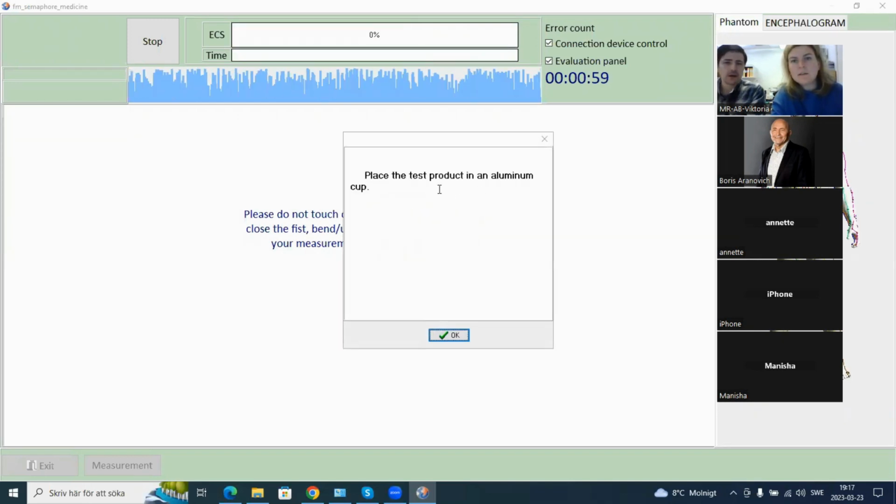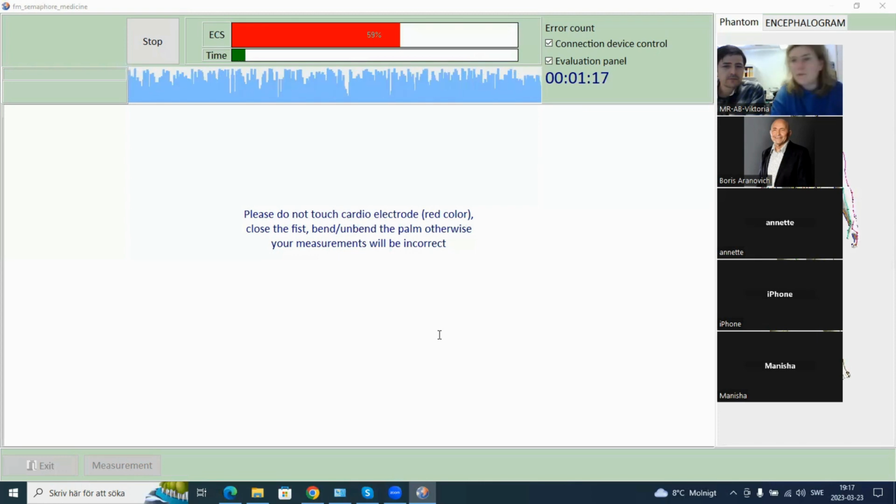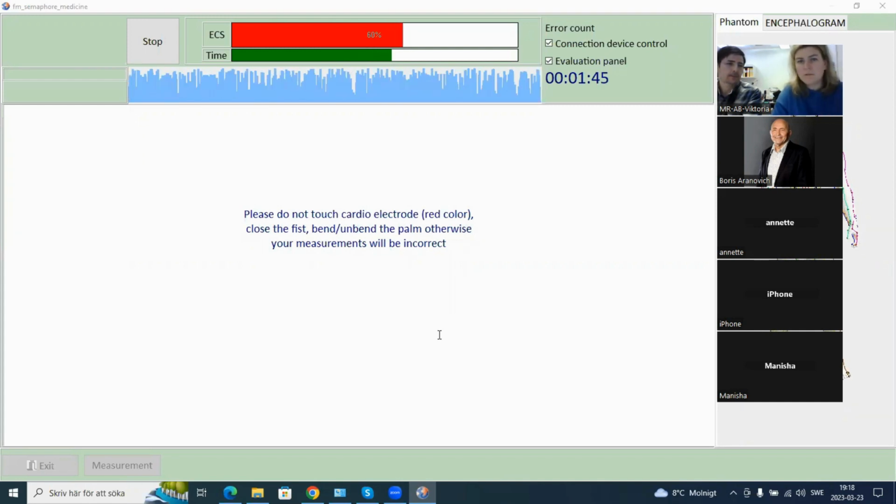Now it says put the product in an aluminium cup, so we put the candy there. It actually doesn't matter what you use, some piece of food or something, but you have to understand that these are frequencies. This is not like saying this milk is not good for you, or it's good for you. It's a frequency of this substance that is right now. It's not for tomorrow. This device measures only for right now. So right now you can be in a condition where it's good for you, or bad for you, or better not to use.